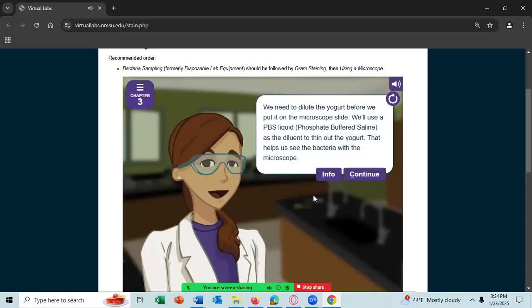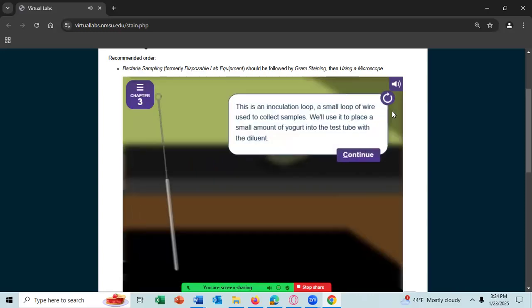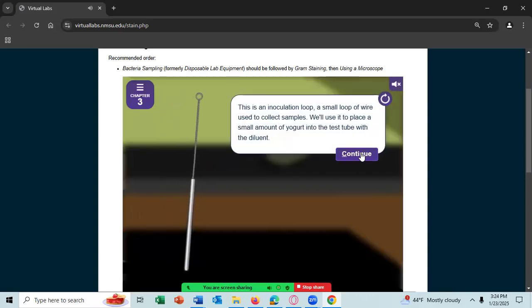We need to dilute the yogurt before we put it on the microscope slide. To get this procedure to work, I'm going to thin out the yogurt. That helps us see the... Start by placing 1 milliliter of the diluent into... Turn that off. I'm just going to move to the gram stain.